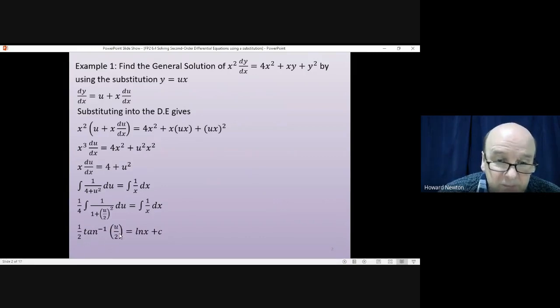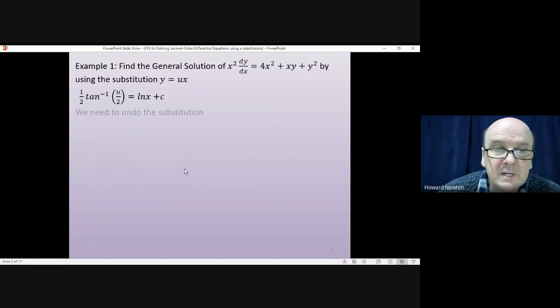And if we were to differentiate that, when you differentiate the inverse tan, you get 1 over 1 plus u over 2 squared. And when you differentiate the u over 2 using the chain rule, you'd be timesing by a half. And a half times the half gives us the quarter. The right-hand side is a great deal more straightforward. The integral of 1 over x is log x plus the arbitrary constant.